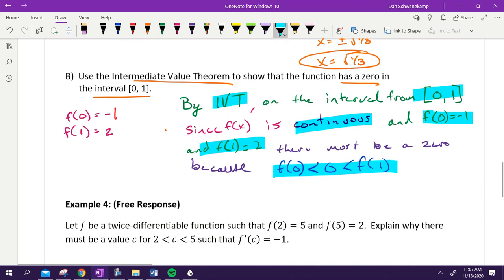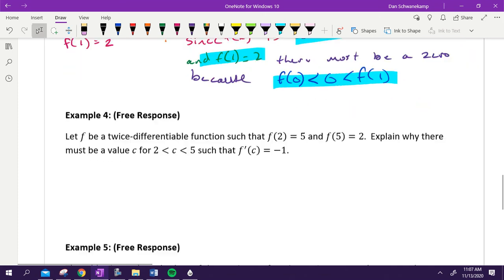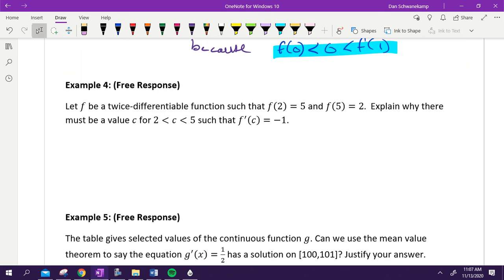Questions on that one? That's just a reminder. That's not necessarily what we're doing today, but that's okay. Let's go to example 4. Let f be a twice differentiable function such that f of 2 is 5 and f of 5 is 2.